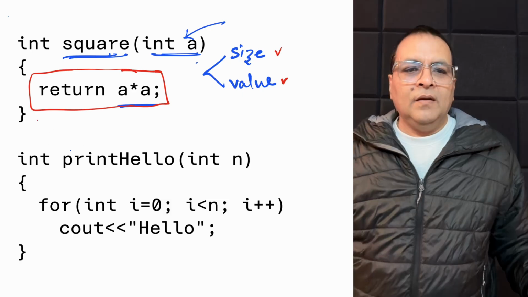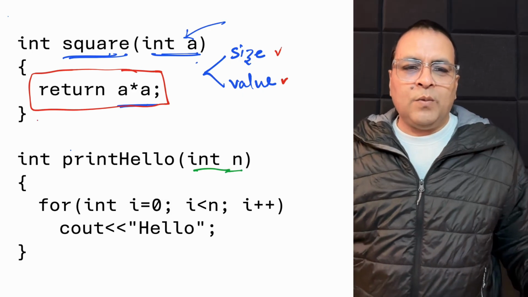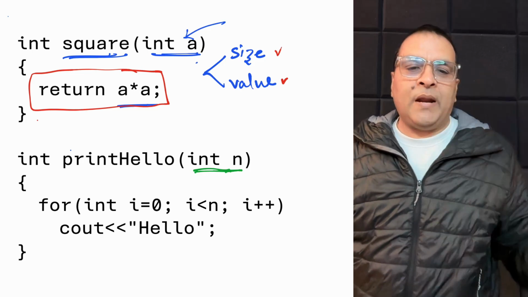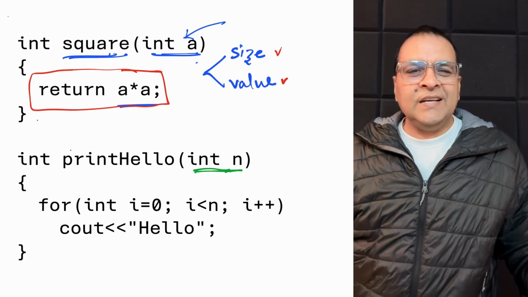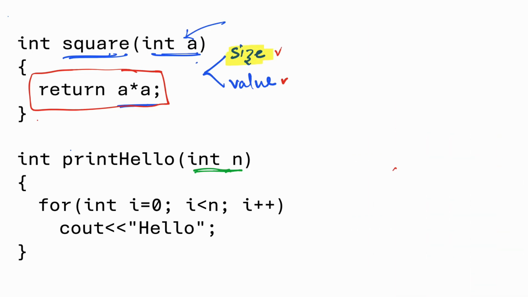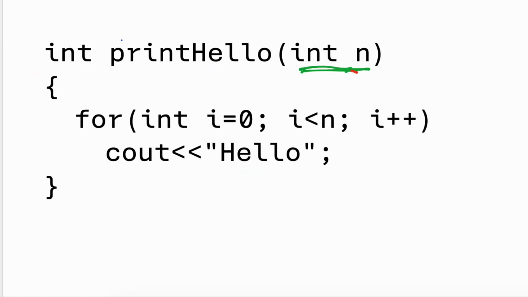Consider another function. Now this function also receives only one input parameter, and this input parameter is also an integer variable. Therefore, in this case also, the size of input is constant. But even though the number of parameters is only one, this for loop will iterate n times. So the value of n becomes important because if n is 100, this for loop will iterate 100 times. And if n is 0, then this for loop will not iterate even once.